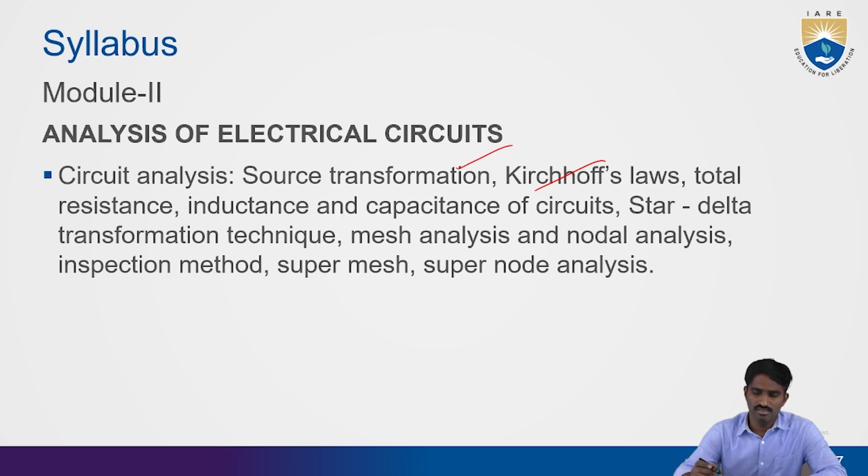These are the star-delta transformation technique, which is also one kind of network reduction technique, and mesh analysis, which we can also call loop analysis, and then nodal analysis, which is also a kind of network reduction technique, and also supermesh and supernode. So these are all the basic network reduction techniques that we will discuss in module 2.